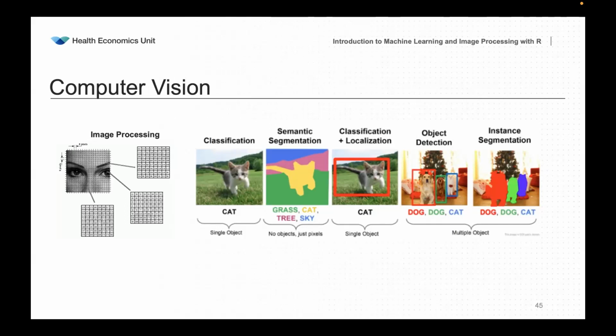And then classification plus localization. Classification and localization is very similar, or you can say the extended version of image classification. In classification, we are only interested in identifying or classifying the object, whether that's a cat or not. But in classification plus localization, we are interested in whether it's a cat or not, but at the same time, where the cat is in this image. So this is called the localization and classification problem.